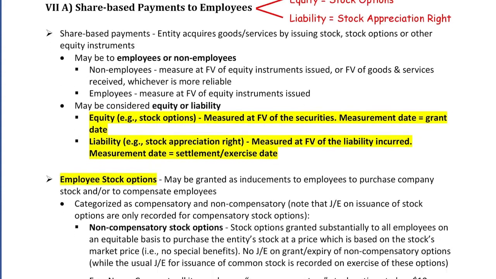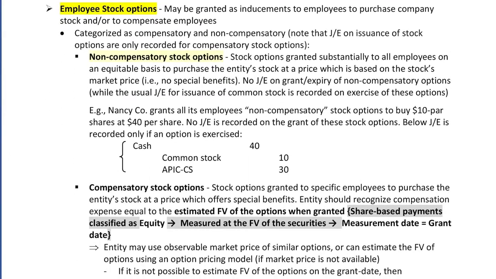Now, stock options could also be non-compensatory. Non-compensatory stock options means no benefit today. And for such stock options, there is no entry on the books. Only when the option is exercised and the company issues common stock, that's when an entry is passed by the company. But we're going to focus on compensatory stock options, which are meant to compensate.